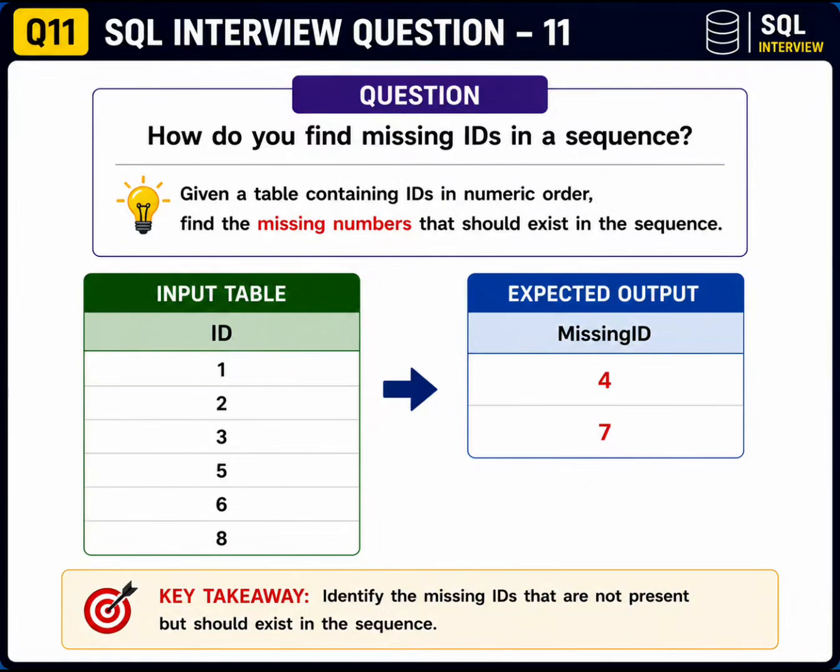Let's understand. Suppose we have the following table of IDs. If you observe carefully, after 3, the next number should be 4, but 4 is missing. Similarly, after 6, the next number should be 7, but 7 is also missing. Our goal is to find all missing IDs. Expected output: missing IDs 4, 7.